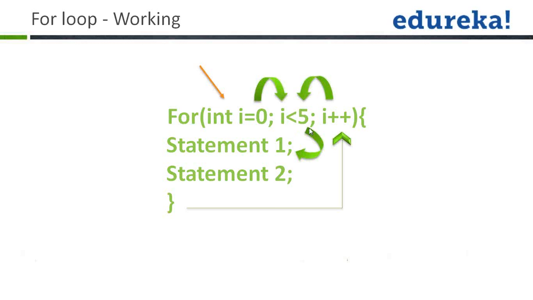In this particular example, till the value of i is equal to 5. As soon as i is equal to 5, it will get you out of the loop because 5 is not less than 5. So I hope you are clear with the working.